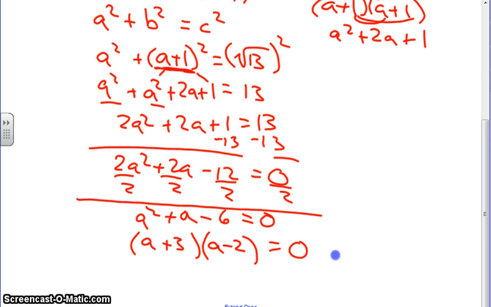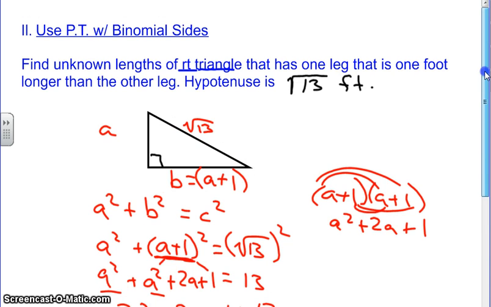Good job. Plus 3, minus 2. Good. And so what are our values for a then? 3 and 2. Those are the solutions, right? Now we have to say, could a equal negative 3? No. Could I have this triangle side being a negative length? No. So we throw that one out. A must equal 2. So to answer the question here, how long are the sides?